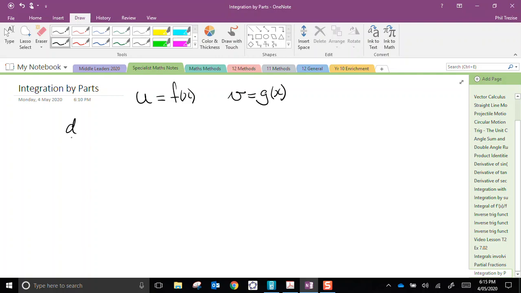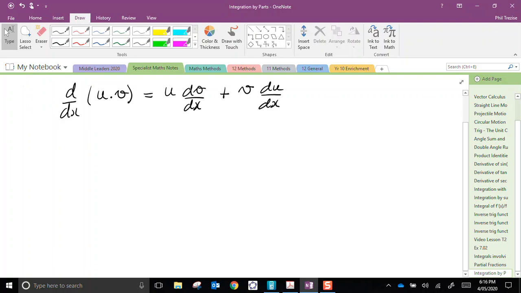Now let's begin by considering the derivative of the product u times v. So this, as we know, is u multiplied by the derivative dv/dx plus v multiplied by du/dx. The opposite of a derivative is an integral. So if we integrate the left-hand side, we would get u multiplied by v.